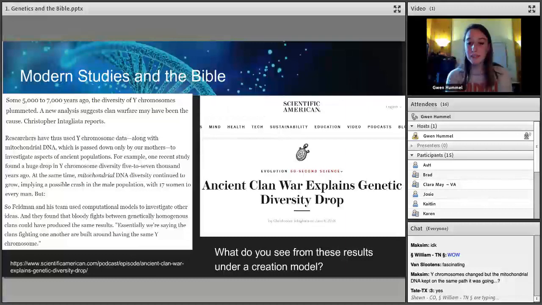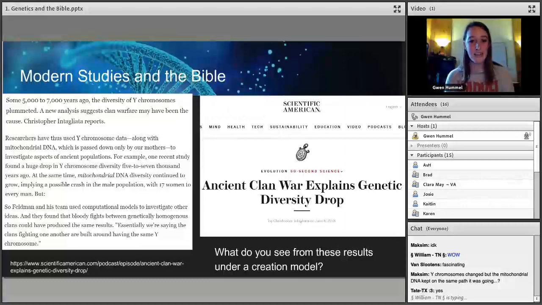Yeah, so maximum Y chromosomes changed, but the mitochondrial DNA kept on the same path it was going. Yeah, that's a good answer. That's kind of exactly what you're seeing here. When we look at this article, and again, I'll post this article for you guys so you can read through the whole thing and know I'm not just picking parts out to try and prove my point. This is a huge article. I just tried to fit it all on this page.